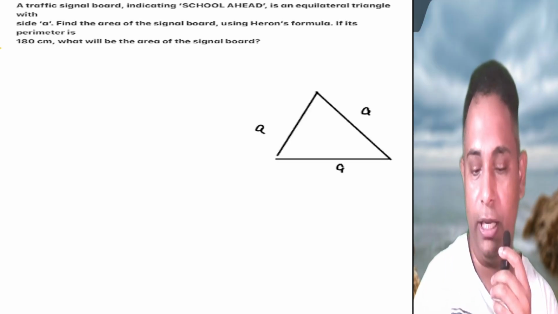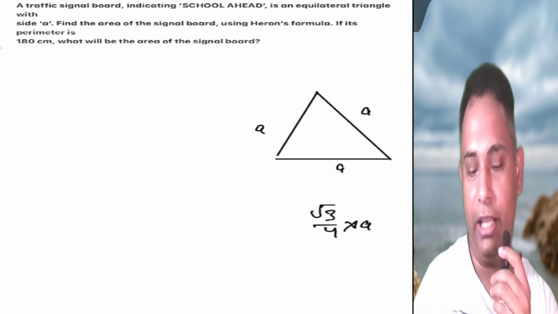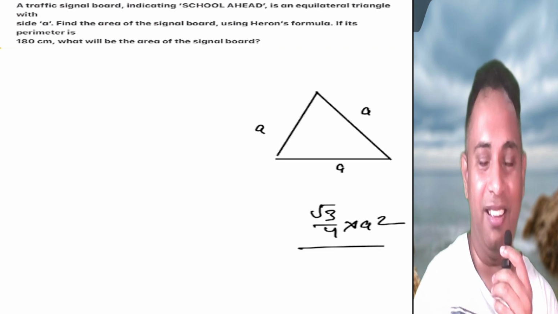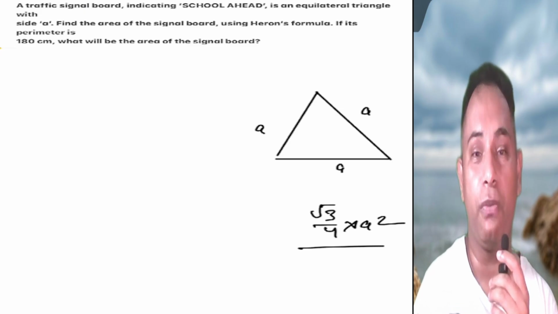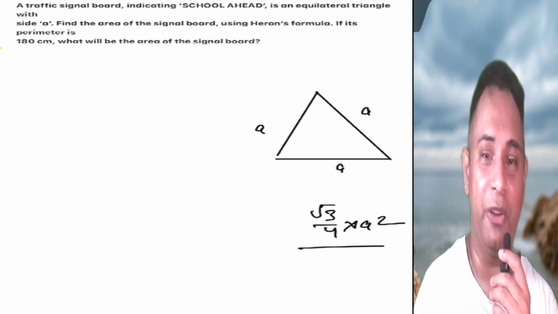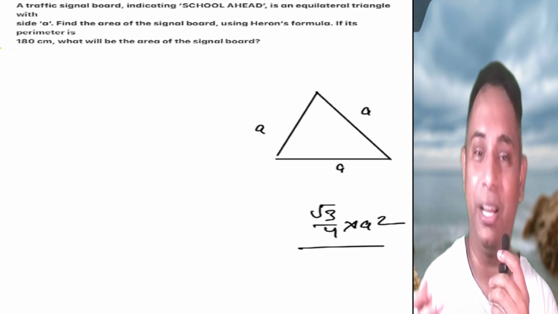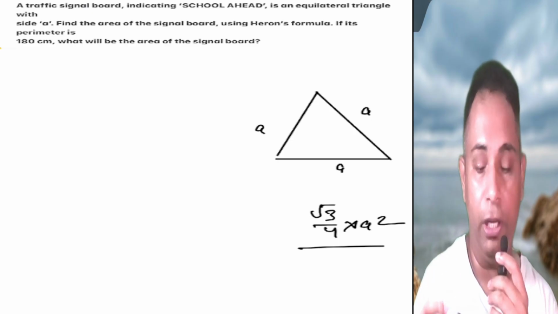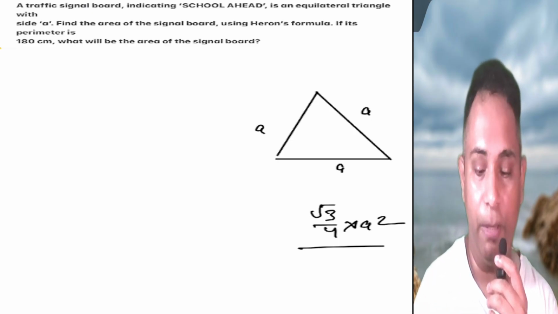If you are using the equilateral triangle formula, it will easily be root 3 by 4 into a square. But the question is asking to use Heron's formula, and it will also help us to know whether this formula is working properly or not, whether it is the basic formula or Heron's formula. So we will use Heron's formula for this simplification.